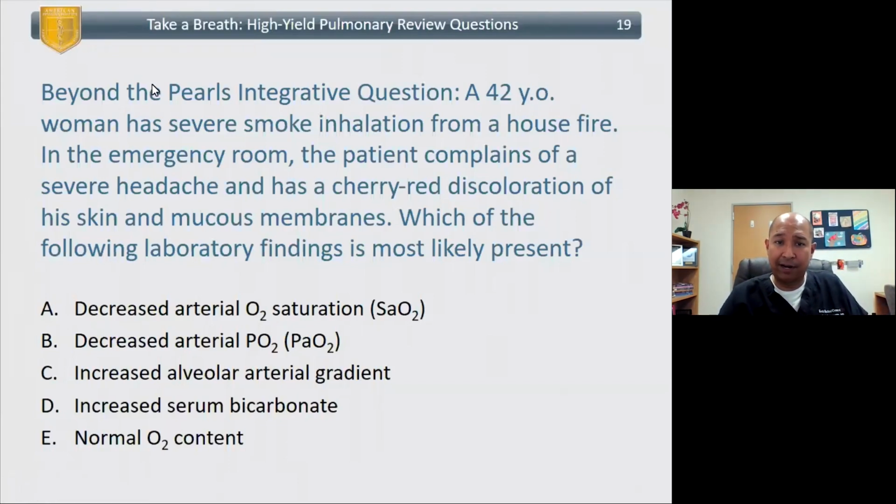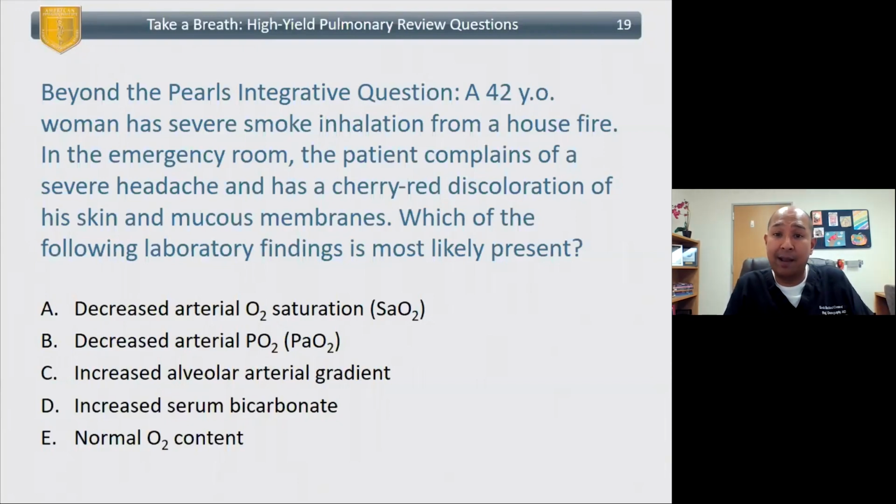So what do you think, everyone? What do you think is going to be the right answer here? Let's go back to the vignette. I know I did a couple cliche things in here. Someone comes in with a house fire, severe smoke inhalation, buzzword, cherry red discoloration of the skin. What are we worried about in this case? Yeah, you folks are amazing. This is possibly someone who has carbon monoxide toxicity.